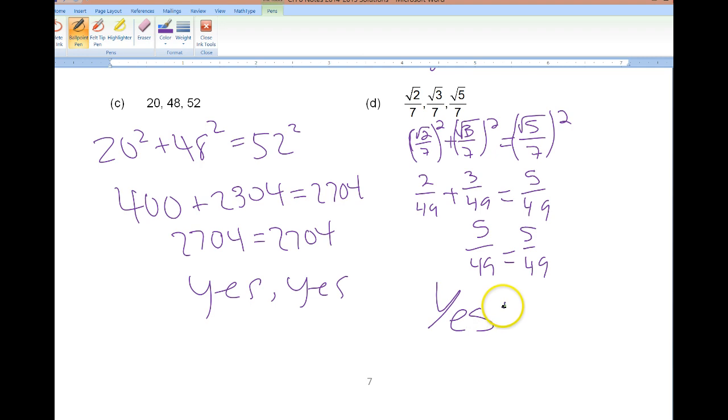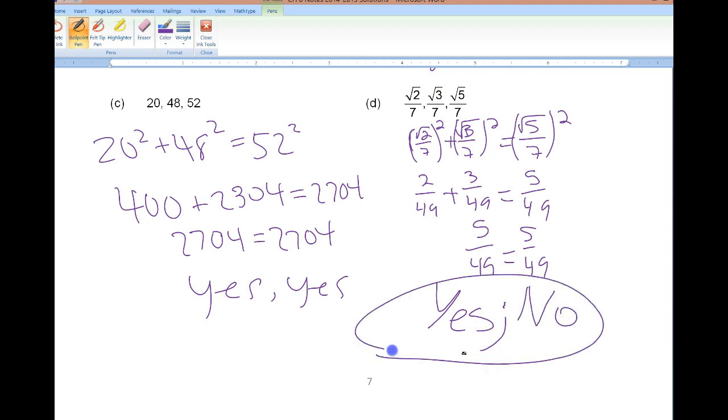Okay, so we do get 549 on the left and the right side. So our first answer is yes, but it's no because we started with non-whole numbers. Good?